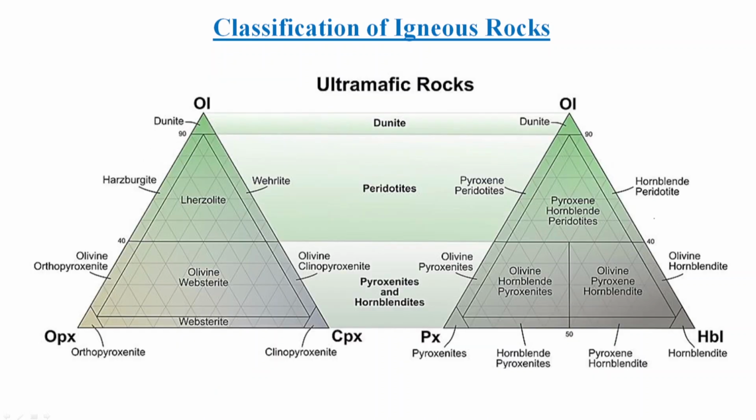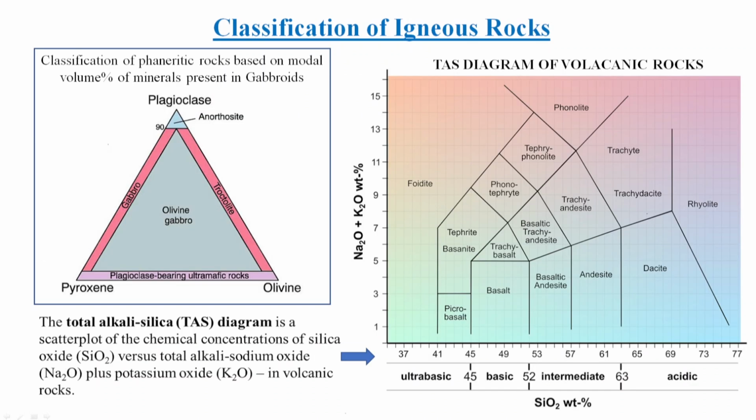Of your IUGS classification. Specifically, this is also an IUGS classification of ultramafic rock, because here we are considering solely the mafic minerals, olivine, pyroxene and hornblende. So based on that, they are segregated as dunite, peridotite, pyroxenites and hornblendites. Then obviously the most important one for volcanic rock, because it is aphanitic in nature, is that it is not always easily possible to determine the minerals present, and it is so fine grained that you can't calculate the volume percentage of those fine grained minerals.